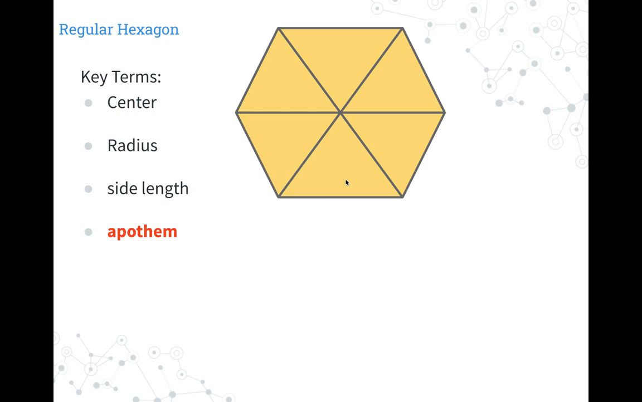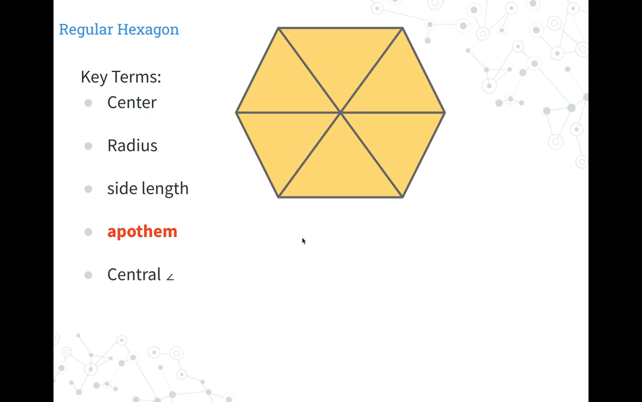Now the apothem is brand new. So the apothem is when you go from the center and draw a line segment straight down perpendicular to one of the sides. Okay, that's the apothem. And that is not going to be as long as the radius. You can see that the radius is going to be longer. Let me draw the apothem for you in just a moment.